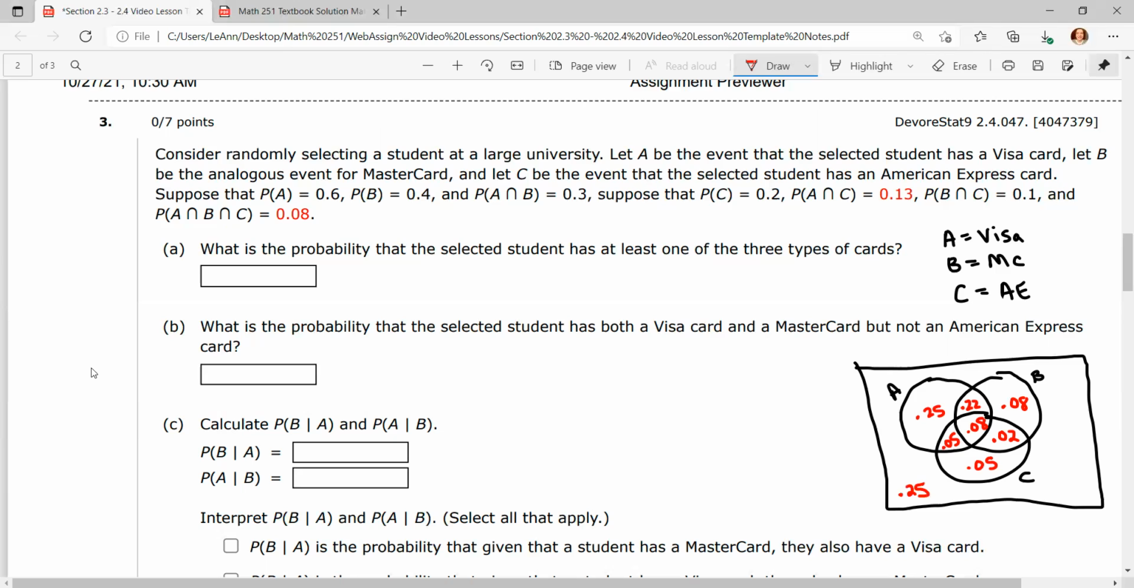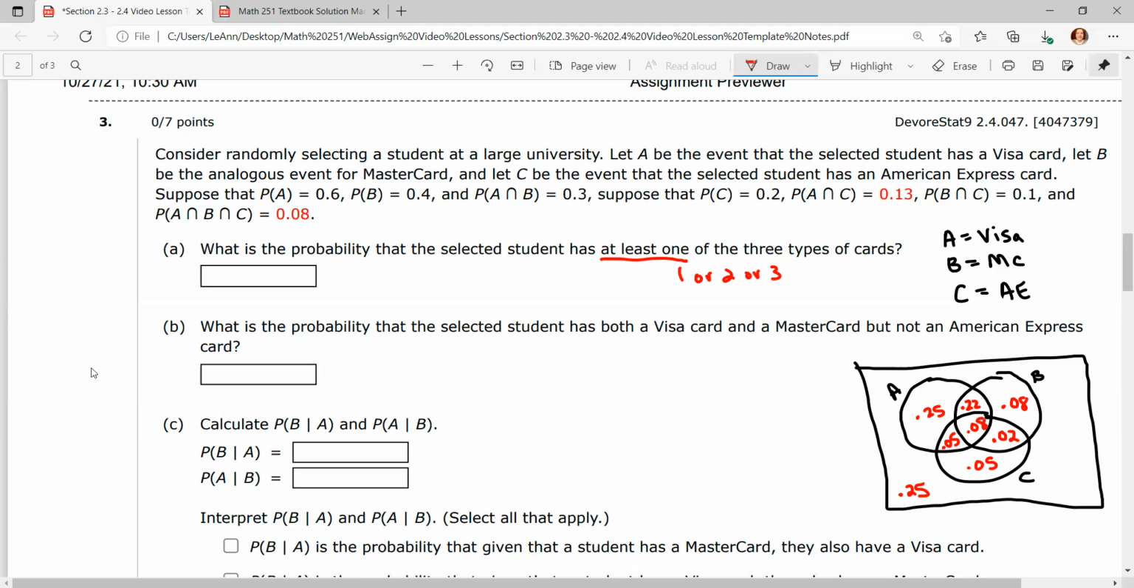So let's answer the questions. What is the probability that the selected student has at least one of the 3 types? That means 1 or 2 or 3. Essentially, we're adding up all of the interior pieces, which we already know is going to be 0.75, because the opposite would be outside here, which is 0.25.